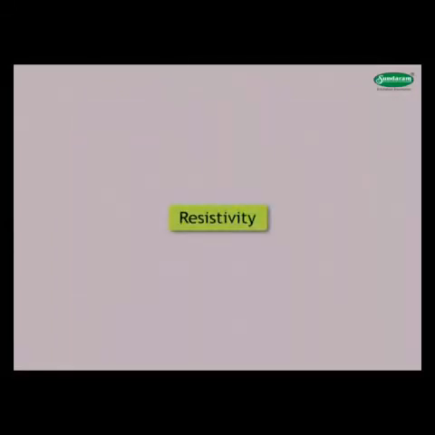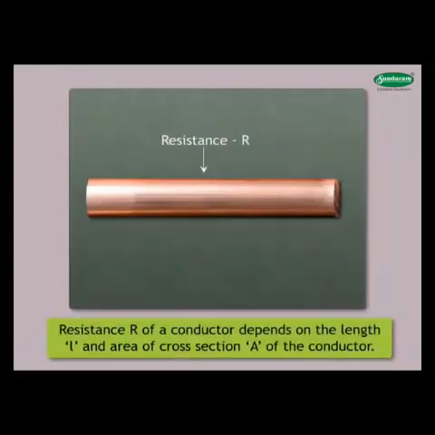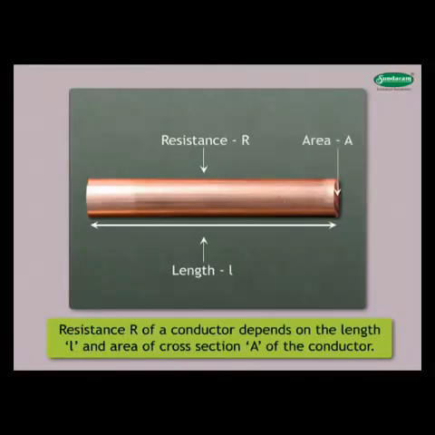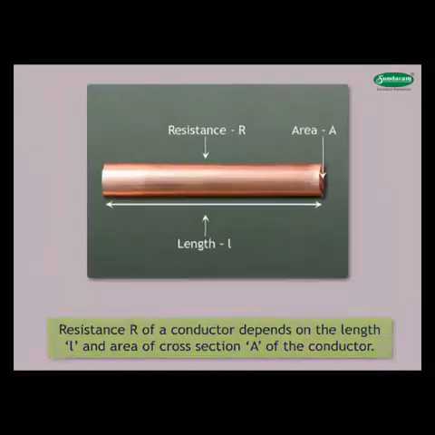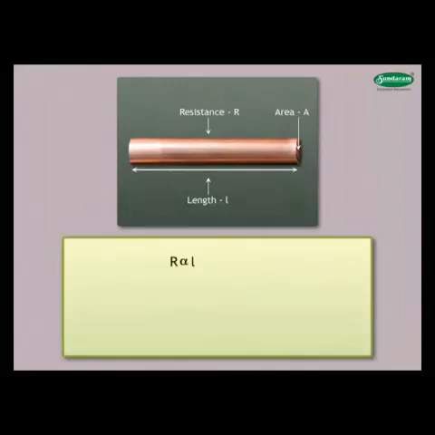What is resistivity? Resistance R of a conductor depends on the length L and area of cross-section A of the conductor. R is directly proportional to L and R is inversely proportional to A. Therefore, R is equal to RHO into L upon A, where RHO is called resistivity of the conductor.